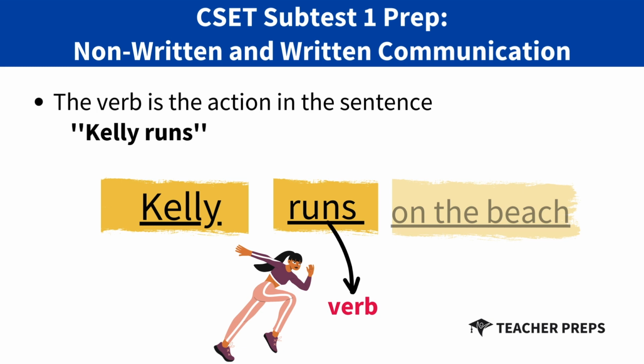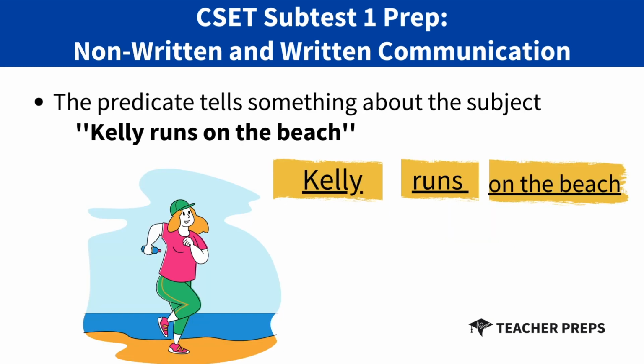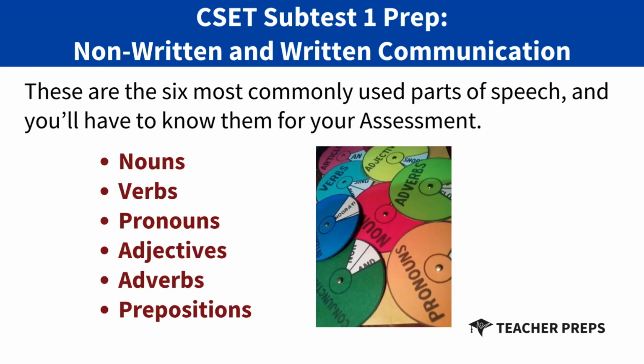The verb is the action, such as here, runs. And the predicate tells something about the subject. For example, Kelly runs on the beach. Nouns, verbs, pronouns, adjectives, adverbs, and prepositions are the 6 most commonly used parts of speech, and you'll have to know them and be able to differentiate the differences for your CSET test.